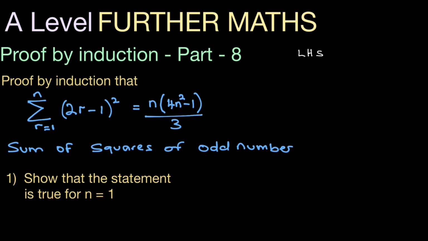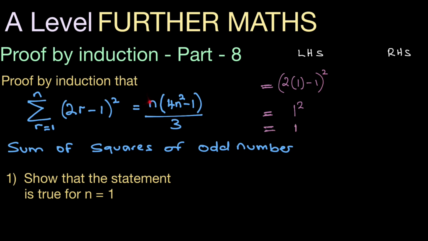equals 1. So we look at the left hand side and the right hand side of this equation. For the left hand side, I'm going to replace n with 1, and we know that we go from 1 to 1, so r will be 1 here, so that's r equals 1, and then we'll simplify this, and I give 1 squared, that's 2 minus 1, that's 1 squared, and that equals 1.